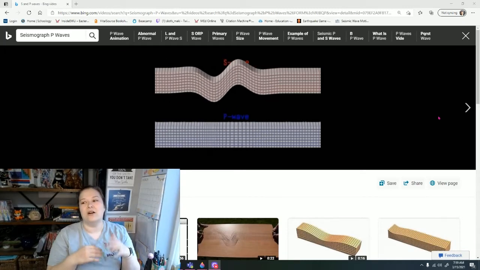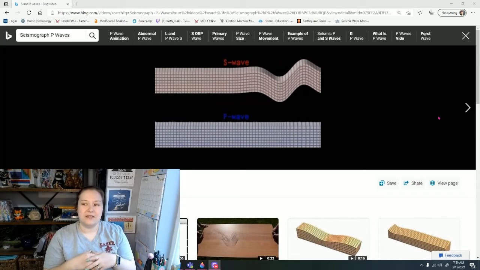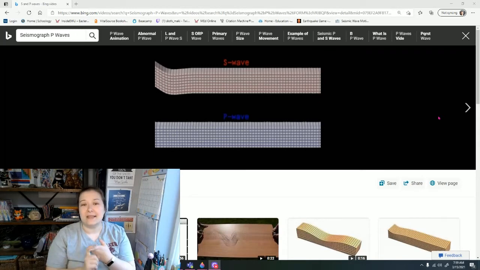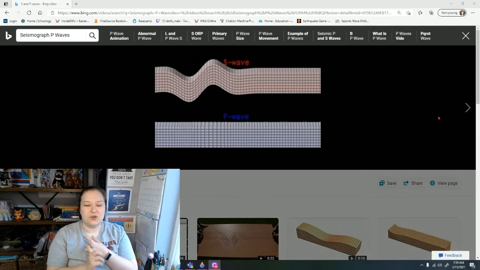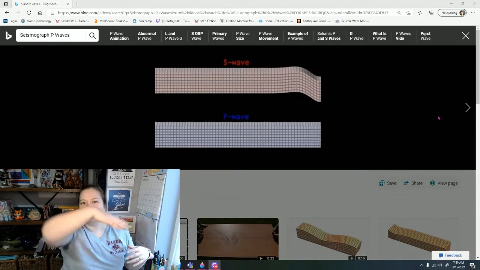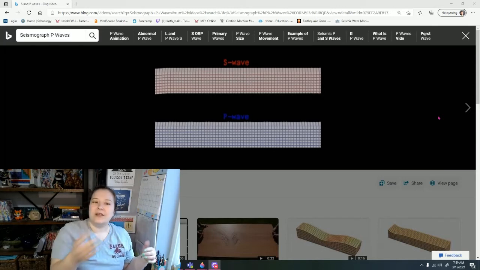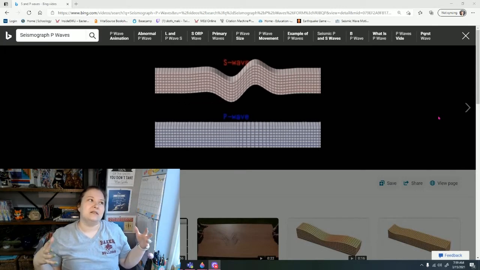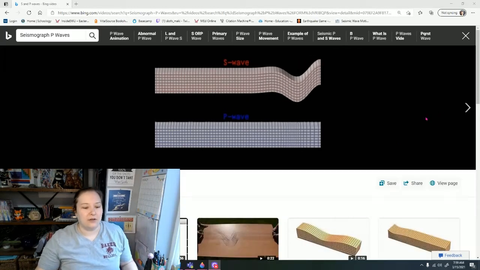S waves are known as secondary waves. They are also known as side-to-side waves, transverse waves, and surface waves, because it kind of looks like it's on the surface of the water, right? And both these waves travel the same areas of the earth, right?